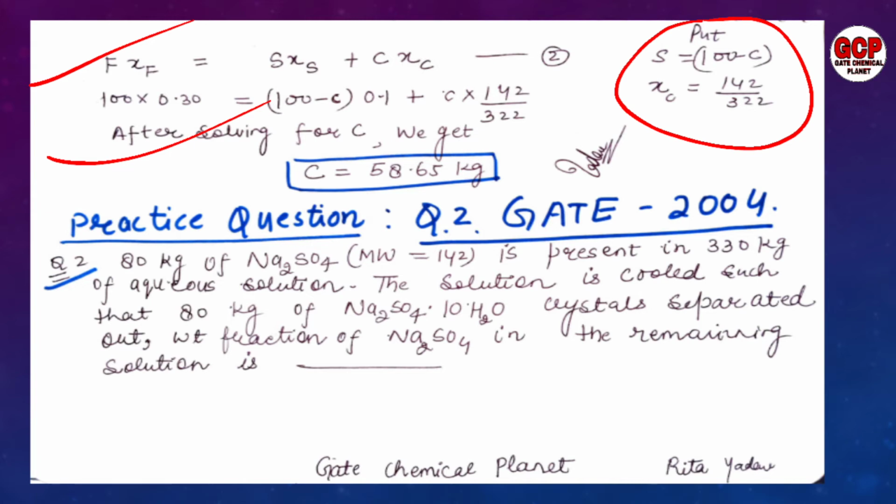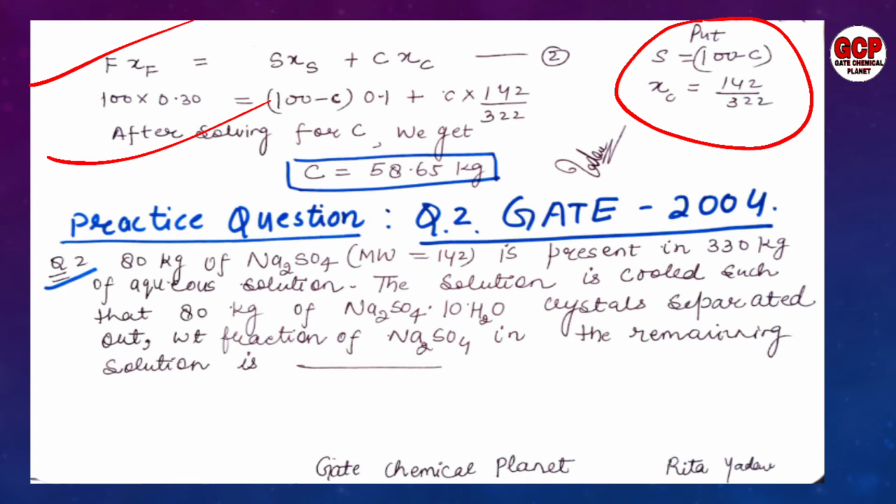In the question it is given that the aqueous solution amount is 330 kilograms. It means the amount of feed is given: the feed is 330 kilograms. And how much salt is present in the 330 kilograms of aqueous solution? In the question the amount of salt present in the feed is already given, and it is 80 kilograms of salt. So I think it is clear what is given in the question.